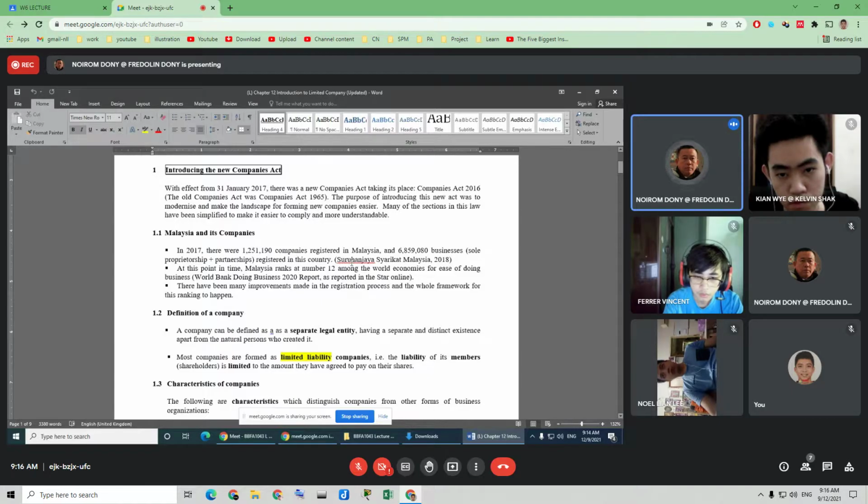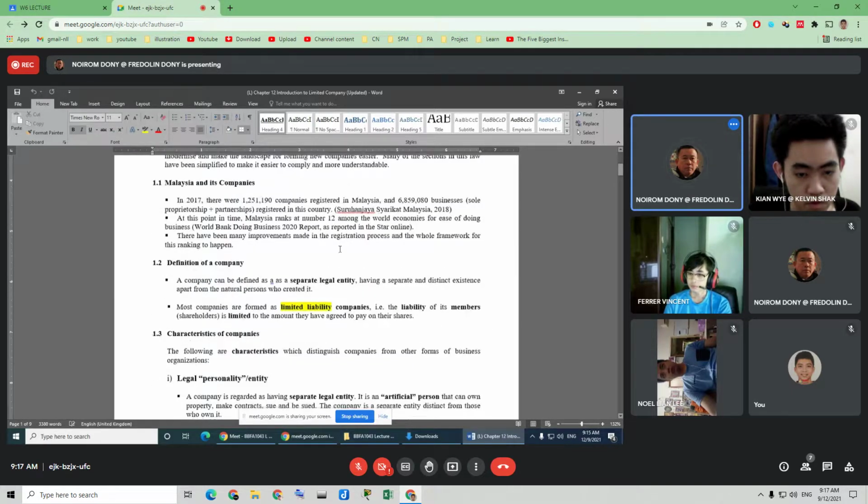At this point, Malaysia ranked number 12 among the world economies for ease of doing business. So last time, a lot of companies from overseas would like to come to Malaysia, because it's easy to do business in Malaysia. But nowadays, because of the instability in our political landscape, a lot of investors are running away.